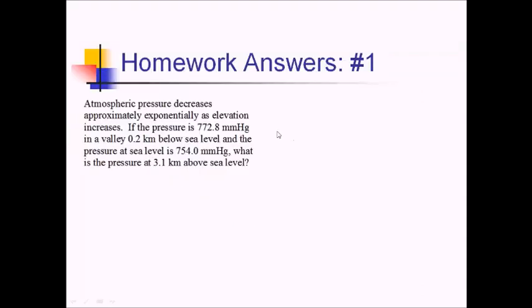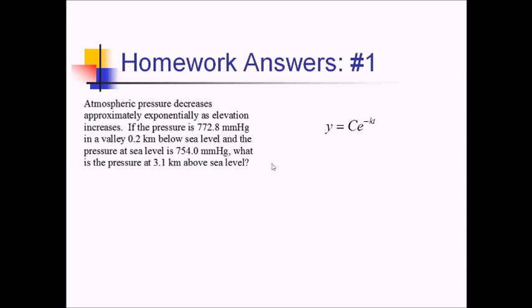For number one, we have atmospheric pressure decreasing exponentially as elevation increases. So right away, because I've got decreasing exponentially, I'm going to go to my formula for decay, y equals Ce to the negative kt. All right, let's keep going now. If the pressure is this amount of mercury in a valley 0.2 kilometers below sea level, and pressure at sea level is this other pressure, we want to know the pressure 3.1 kilometers above sea level.